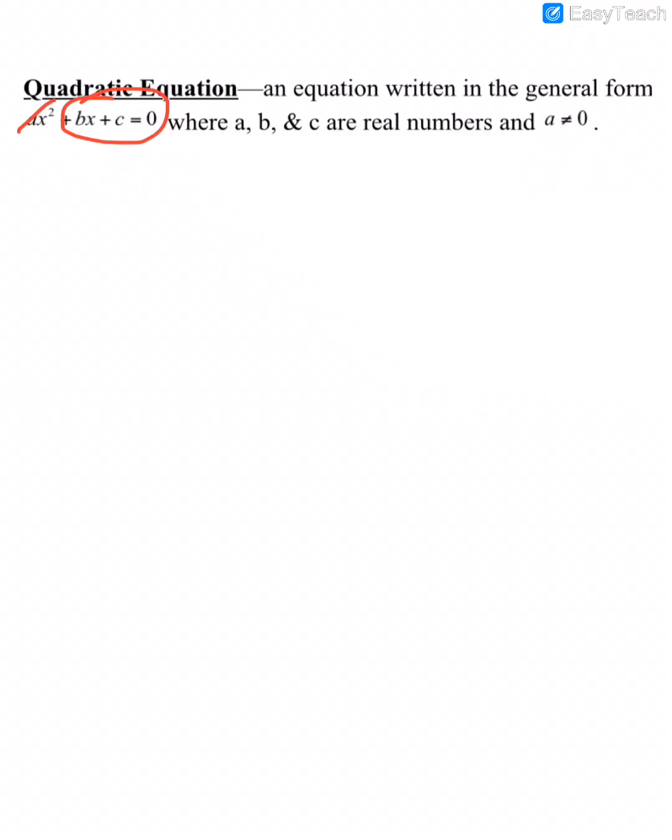So a quadratic equation is an equation that has the x squared term as its highest power, so we can't have a higher power. We can't have an x to the third or an x to the fourth. It has to have x squared as its highest power, and that has to be in the equation in order for it to be considered a quadratic equation.